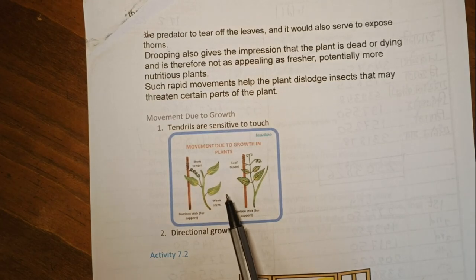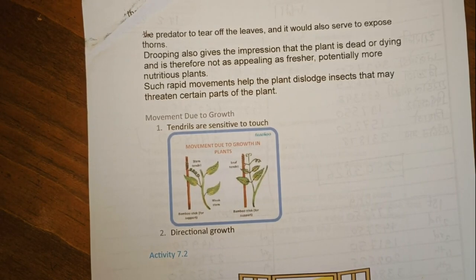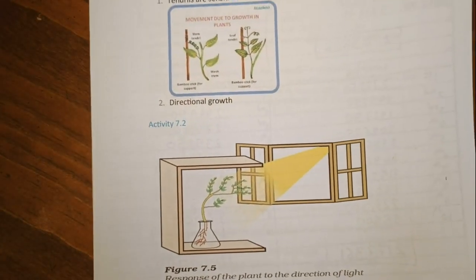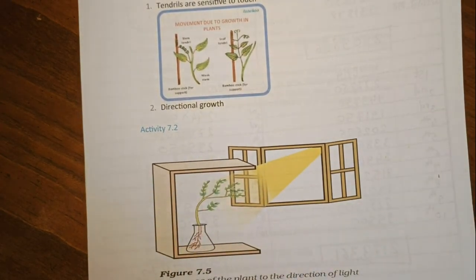Now plants respond to stimuli slowly by growing in a particular direction, and this growth is a directional growth. Okay, so because of this growth, it appears that the plant is moving. So this is a directional growth that causes the movement. Now let's see such an example of directional growth. Okay, and here is an example, and that's also been asked in your activity 7.2 in your CBSE biology book.